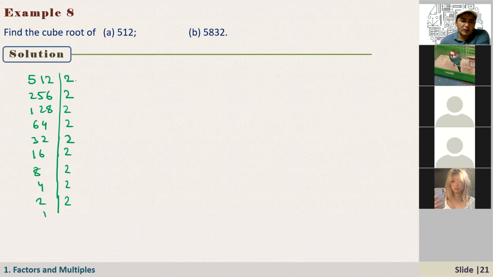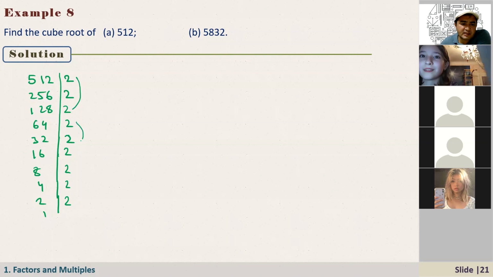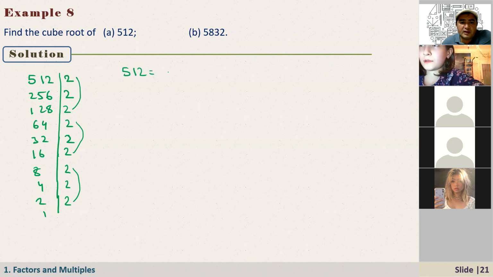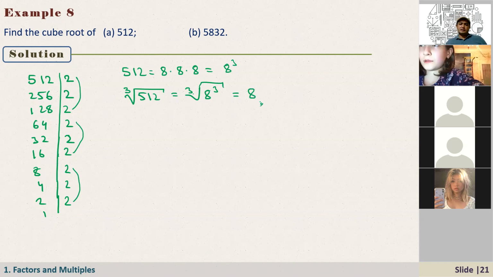So now if I just group them in 3s, the first 3 twos, the second 3, the third, how many groups of 3 do we have? We have 3, right? We know that 2 times 2 times 2 is 8. So I can write 512 as 8 times 8 times 8, which is equal to 8 cubed. Now we need to find the cube root of 512, which we have just found is equal to 8 cubed. As you see here, the 3 and the cube root cancel each other. That's equal to 8.